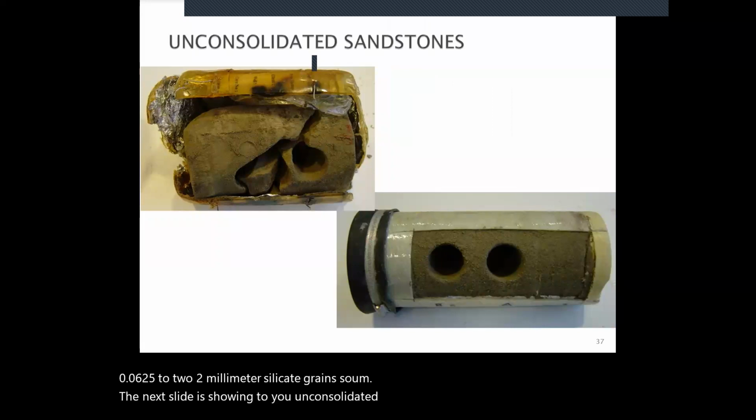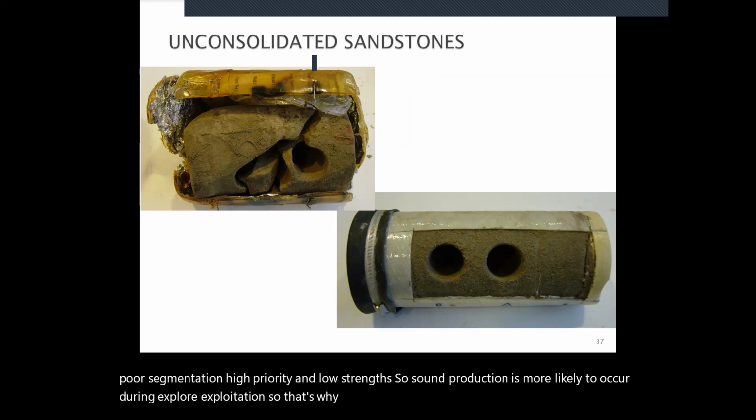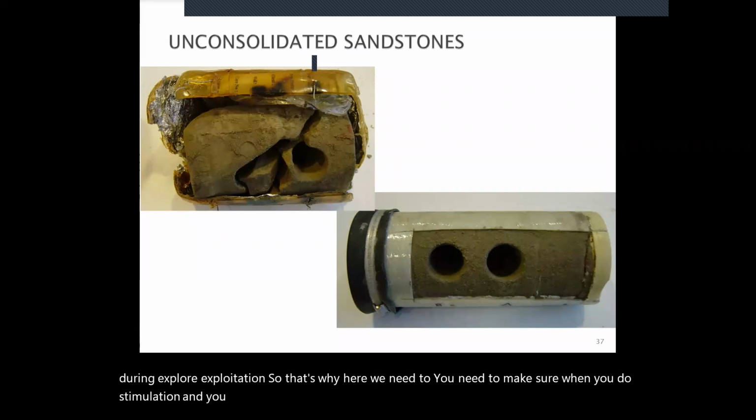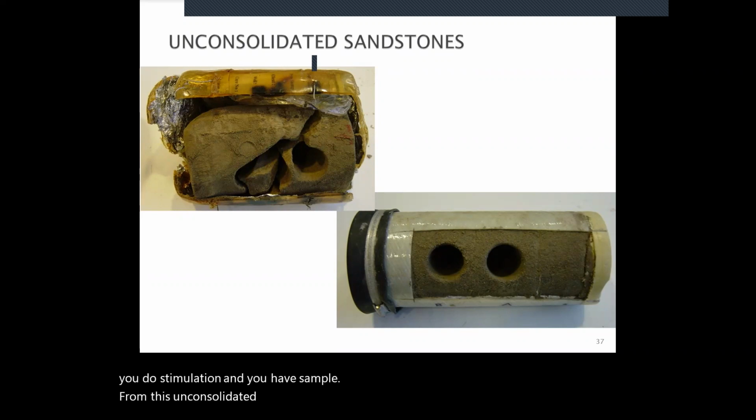As it implies from its name, it has poor cementation, high porosity, and low strength. So sand production is more likely to occur during exploitation. That's why here you need to make sure, when you do stimulation and have a sample from this unconsolidated sandstone, that you identify the type of cements inside this sand to prevent further sand production from your reservoir.